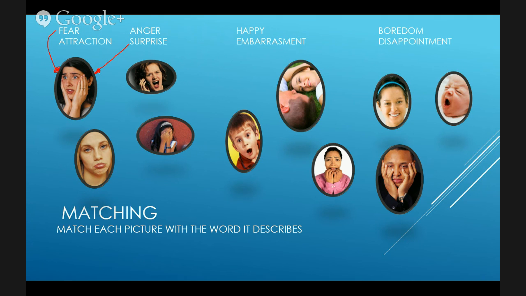Surprised, but not in a good way, in a bad way. Surprised, yes, a negative surprise. Yes, negative surprise. And I'm sure this baby is not really showing this emotion, but what is the yawn? What does the yawn represent?